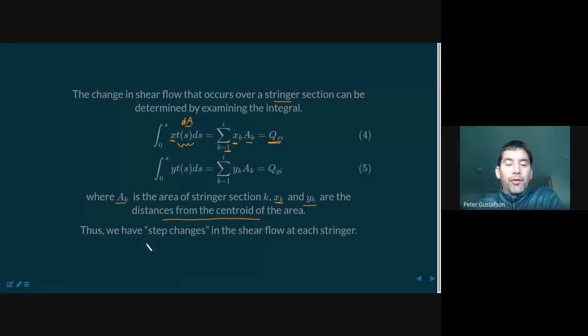So in the end, what we get is what I like to think of as step changes in the shear flow. It goes from 0 to some finite magnitude, then it becomes constant, then it goes to another finite magnitude, it becomes constant, and so on. Okay, is everybody with me? I'm going to go ahead and do an example if you guys are ready for it.